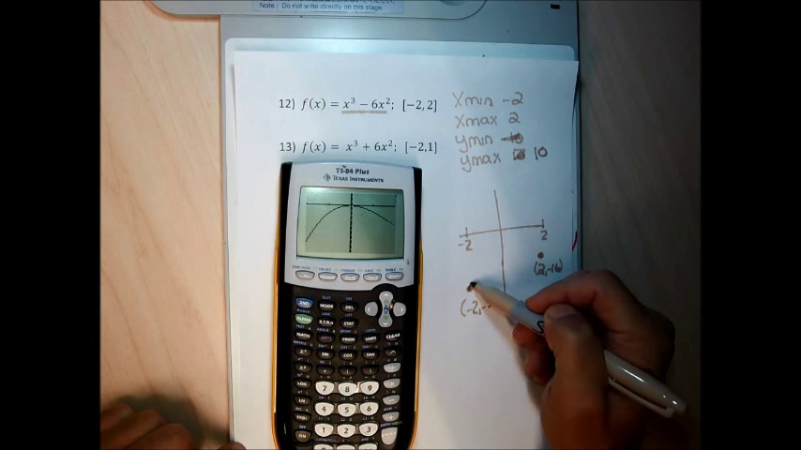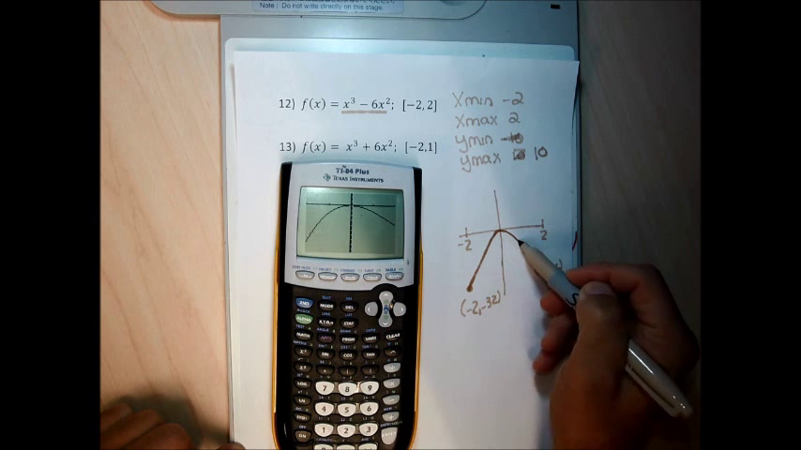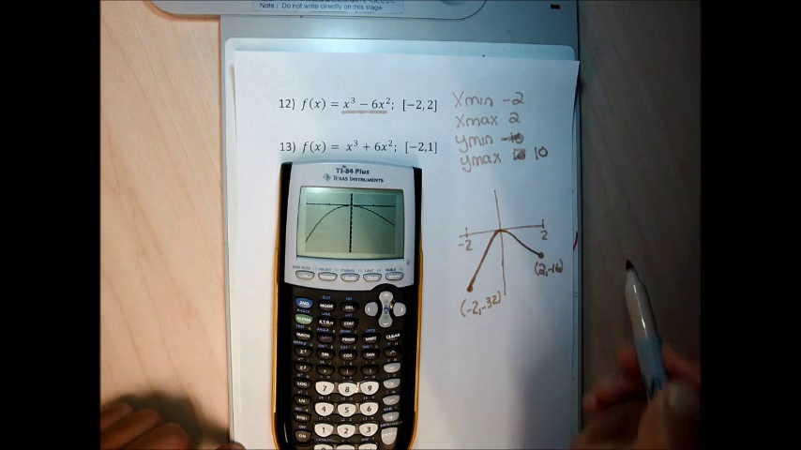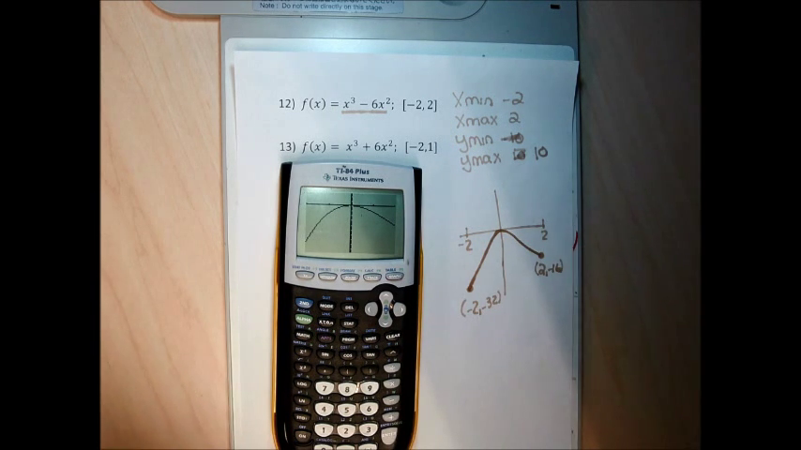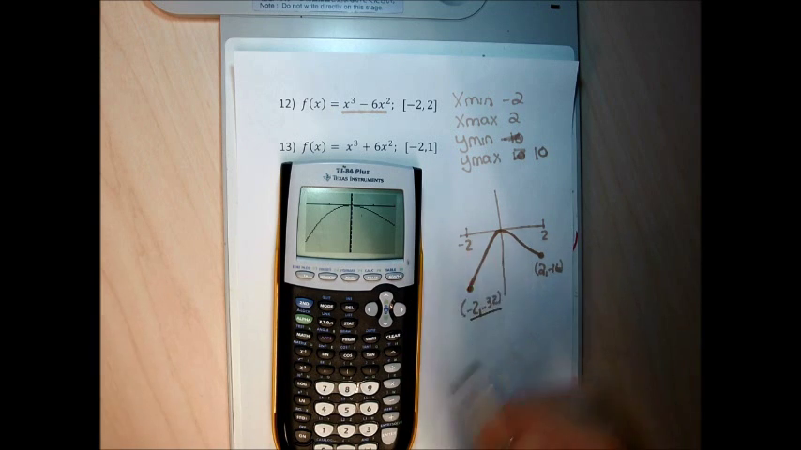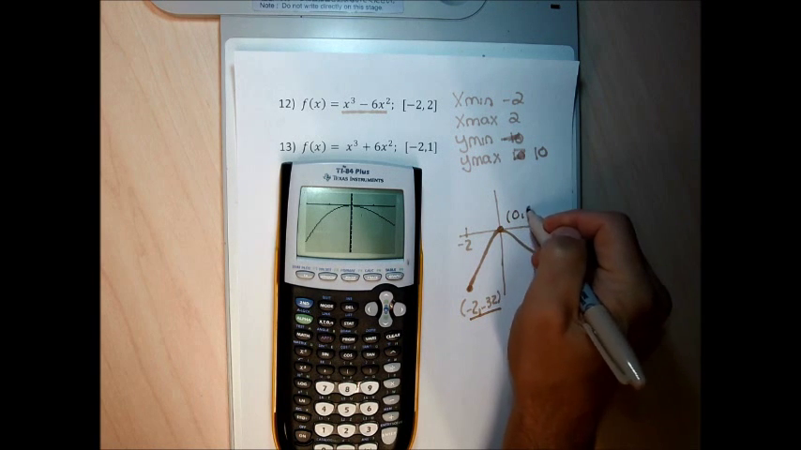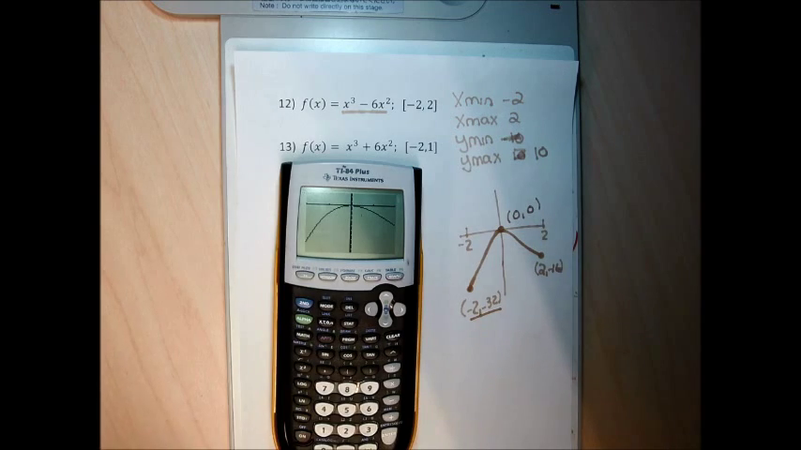Now when I graph it with this window, I'm going to see a better version of the graph. It looks like it goes through the origin. My graph isn't stellar, but it's definitely good enough to answer the questions, I believe. It looks to me like this point, negative 2, negative 32, is the point where the absolute minimum occurs. And if I had to guess, probably the point 0, 0 is the point where the absolute maximum occurs.